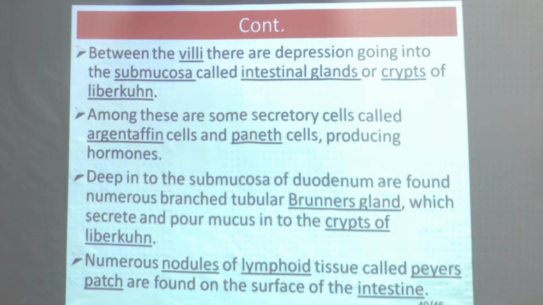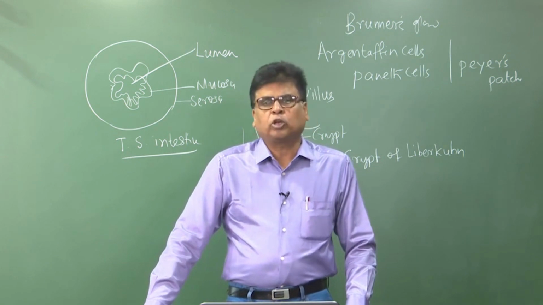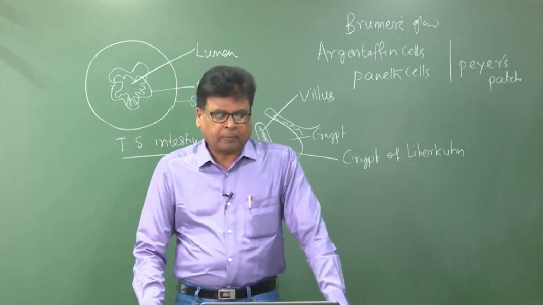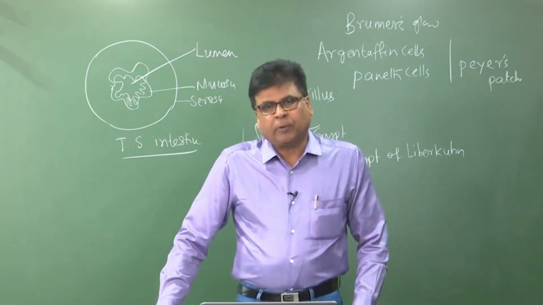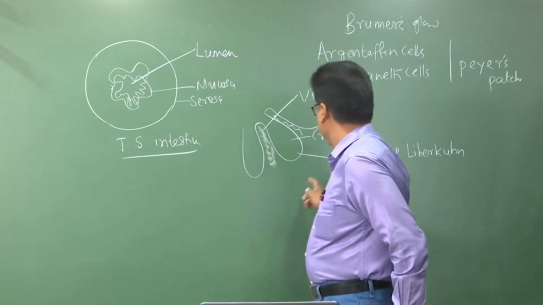That is immunological, or they are very important in view of immunology. So, they are the Peyer's patches. Okay. So, they are defensive cells. Then the crypts of Lieberkühn. You have known that this is the crypt of Lieberkühn.